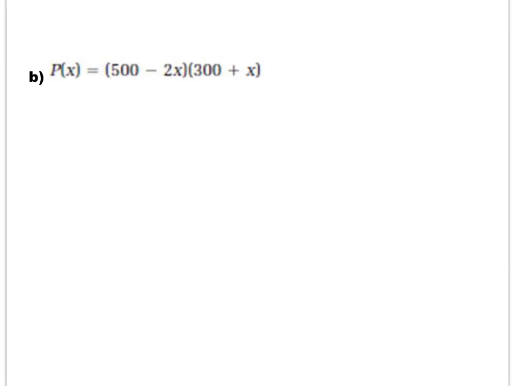For the next example, the same way, we are going to write p: x goes to (500 minus 2x) times (300 plus x). That's a mapping notation.